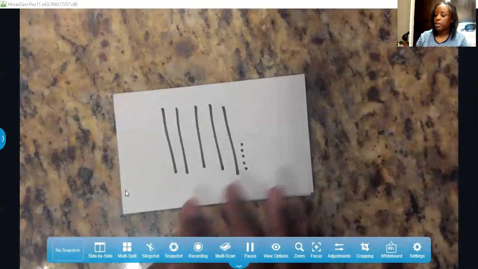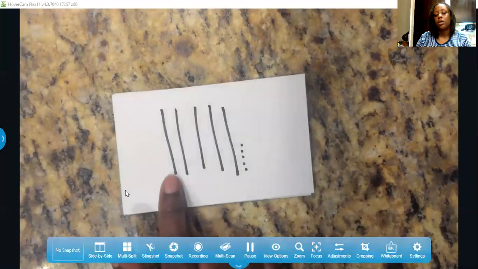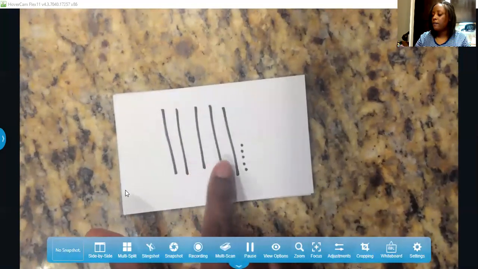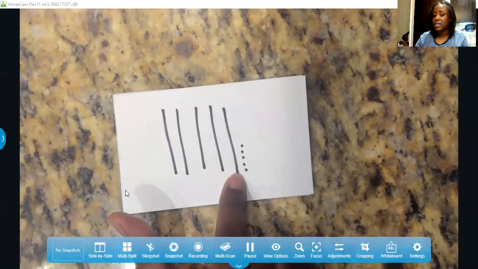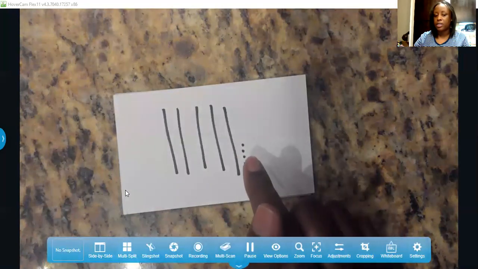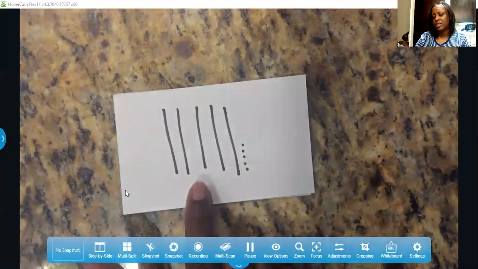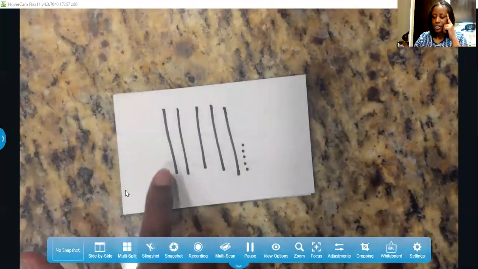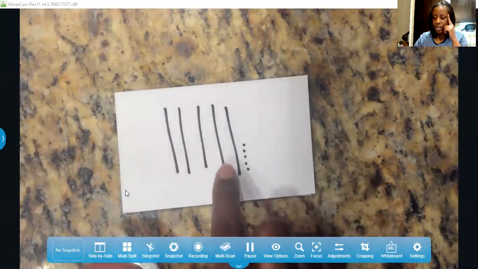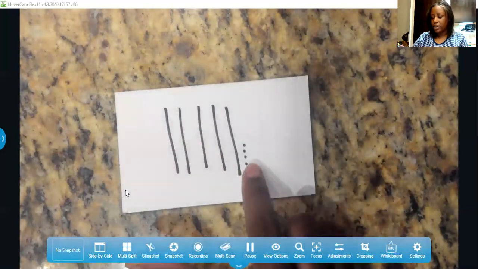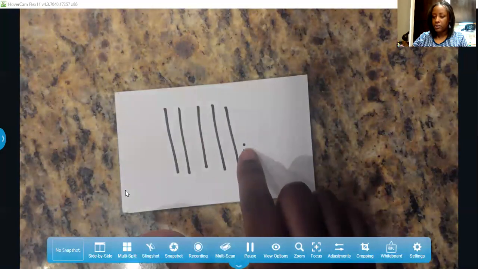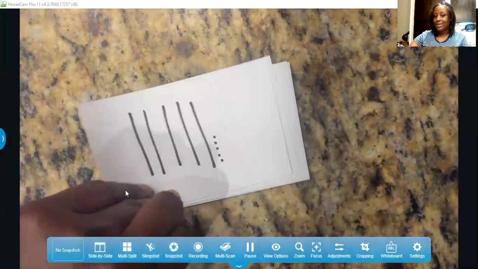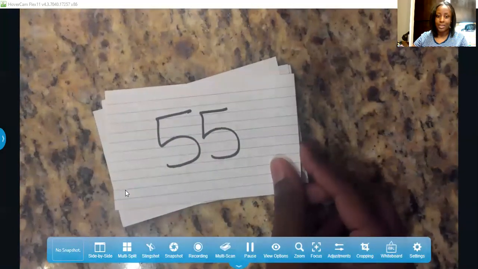The next number that I have has 1, 2, 3, 4, 5 quick tens, and then a group of 5 ones. So with 5 quick tens and 5 ones, what number do I have? Think. 10, 20, 30, 40, 50, 51, 52, 53, 54, 55. Did you think the number 55? If you did, awesome job.